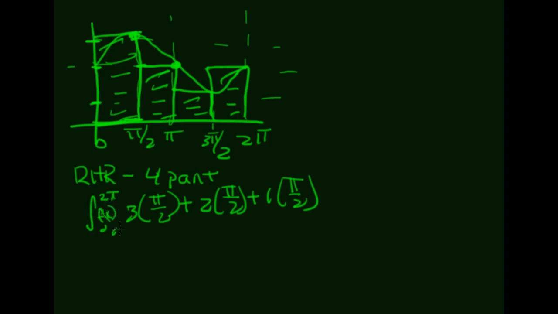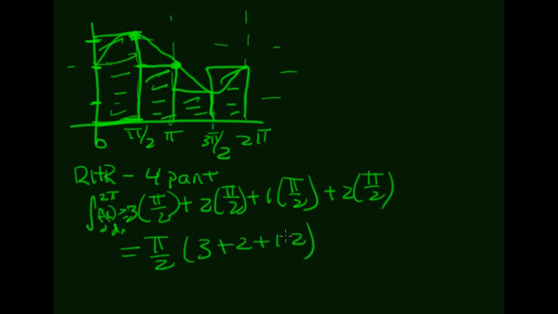Still be f of x dx here, right? So this is an approximation, plus 2 times pi over 2. So we can factor out the pi over 2. 3 plus 2 plus 1 plus 2, which is pi over 2 times 8, which again gives me 4 pi. So now this does not always work. It's very unlikely to happen, but because of the curve that we're constructing, the left and the right hand estimation both happen to work out to 4 pi.